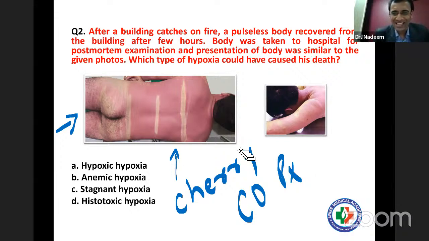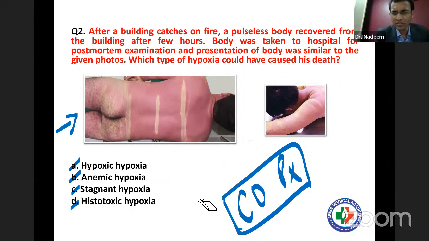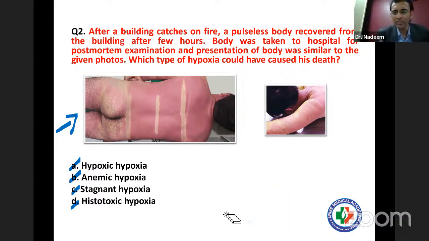So when I see that, as per the postmortem staining, I can say that this is the case of CO poisoning. Now you have to tell me that CO poisoning has a mechanism of action like which type of hypoxia? Hypoxic hypoxia, anemic hypoxia, stagnant, or histotoxic. I hope you remember the basic physiology that hypoxic hypoxia means what?